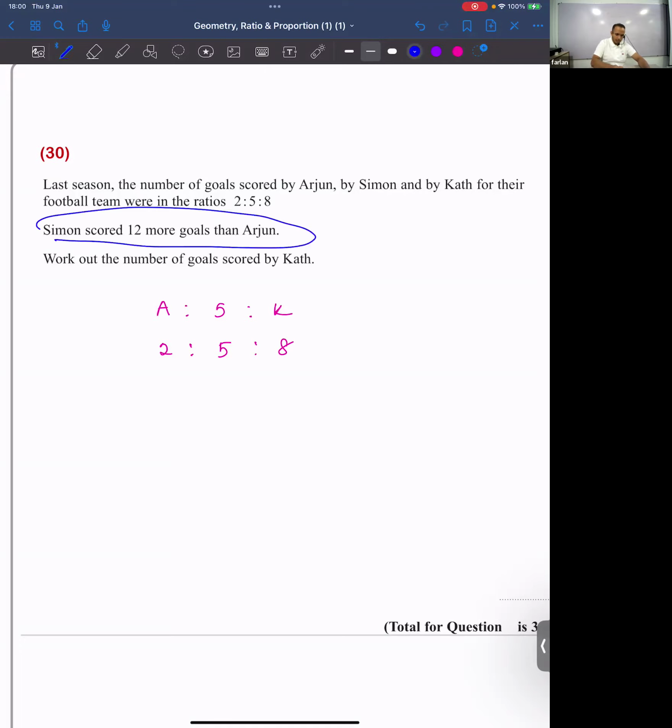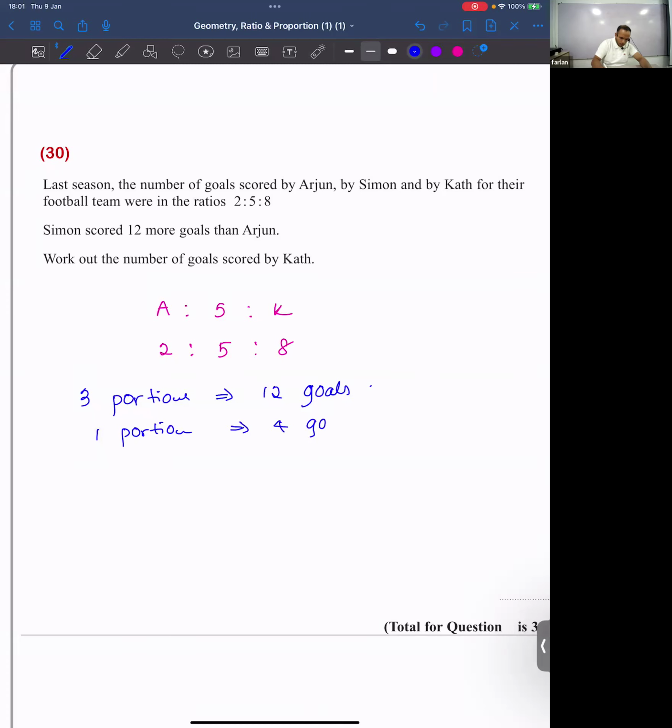Simon scored 12 more goals than Arjun. Simon is 5 portions and Arjun is 2 portions. The difference between them is 3 portions. That difference of 3 portions is equal to 12 goals. Am I right? So that means 1 portion is equal to 12 divided by 3, 4 goals.